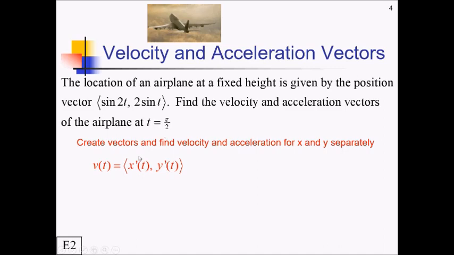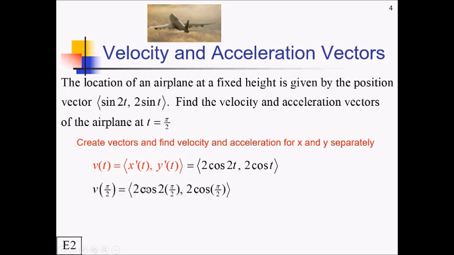All right, so treating the x and the y separately, derivative of sine of 2t, that's going to be 2 cosine of 2t. And then derivative of 2 sine of t, that's going to be also, well, actually just 2 cosine of t. There's no 2t inside, so they're pretty similar but not the same. And now we need v of pi over 2.